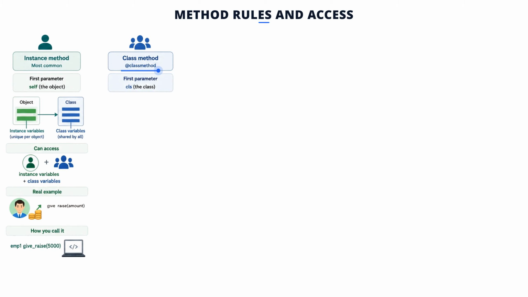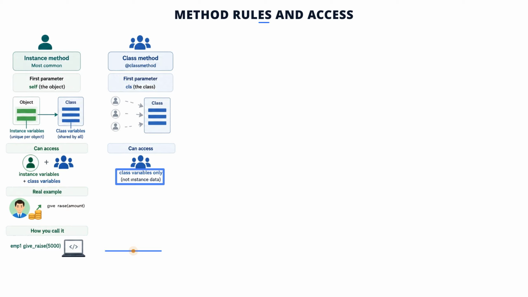Now moving over to the middle, we have the class method, which you identify in your code using the @classmethod decorator. Here, the first parameter isn't self, it's cls, representing the class itself. This changes what it is allowed to do. It can access class variables only and cannot see individual specific instance data at all.